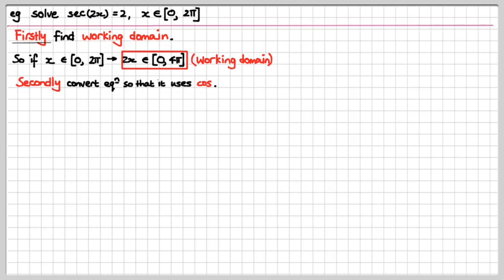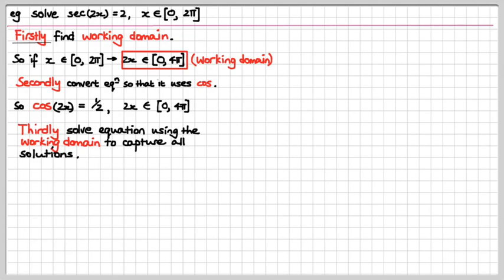Secondly, we convert this so that it's cos, because cos is what I'm familiar with. So, therefore, cos of 2x equals a half, doesn't it? Yes, where 2x goes from 0 to 4 pi. So that's basically what I'm going to solve for. We solve the equation using the working domain to capture all the solutions. Now, in quadrant 1, the angle whose cos is a half is pi on 3, isn't it? It is.